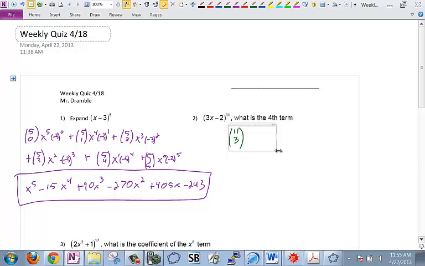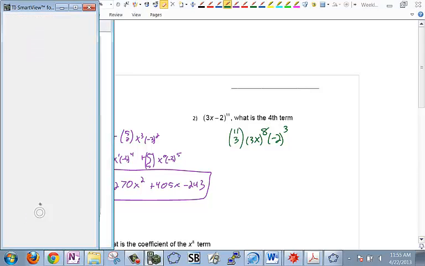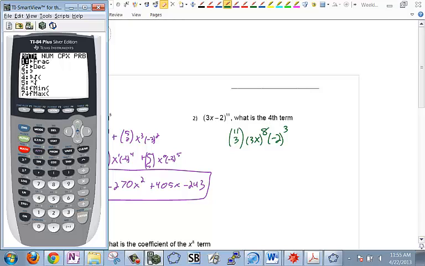Okay, so let's finish this problem. Let's make this a nice, smooth teaching. We have 11 choose 3, times x to the 11 minus 3, which is what? x to the 8th, times negative 2 to the 3rd. So in our calculator we can say 11 choose 3 times 3 to the 8th.